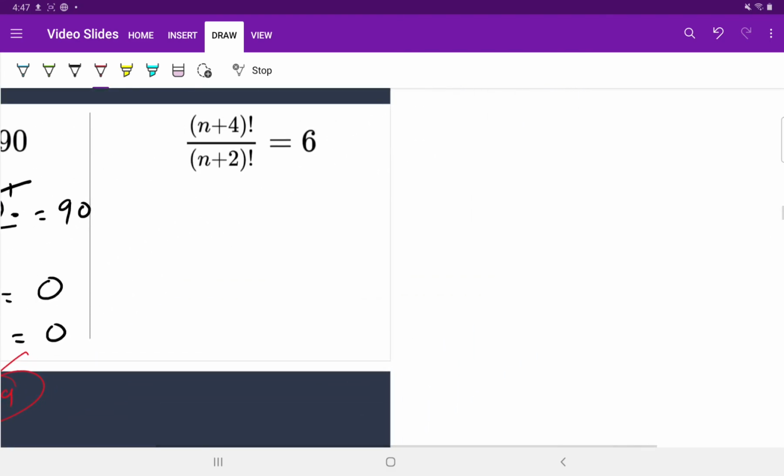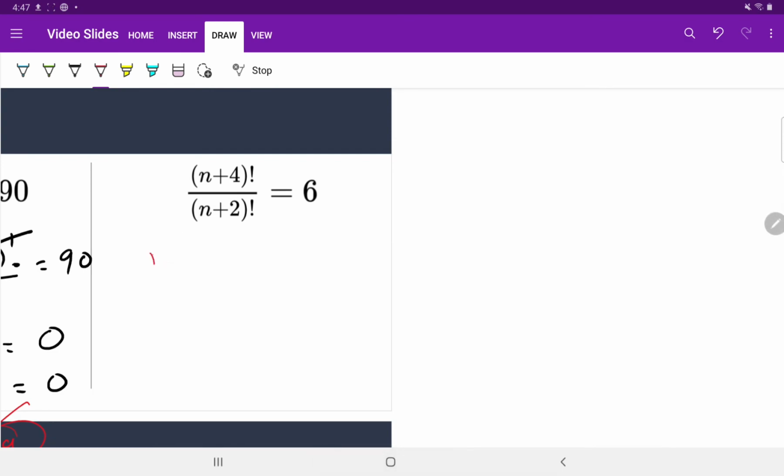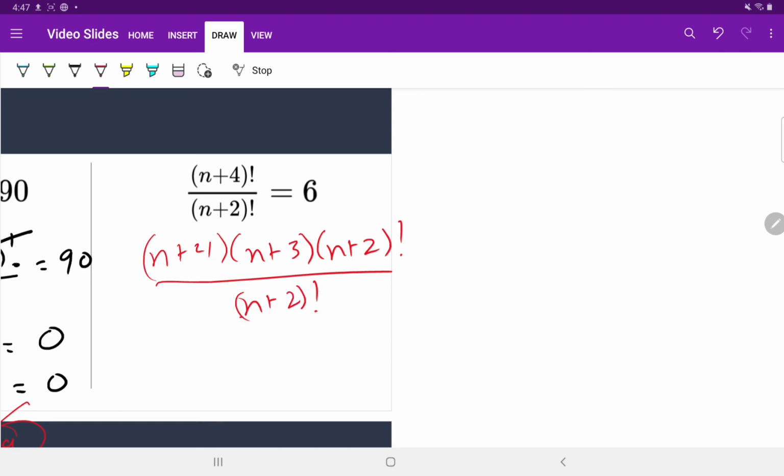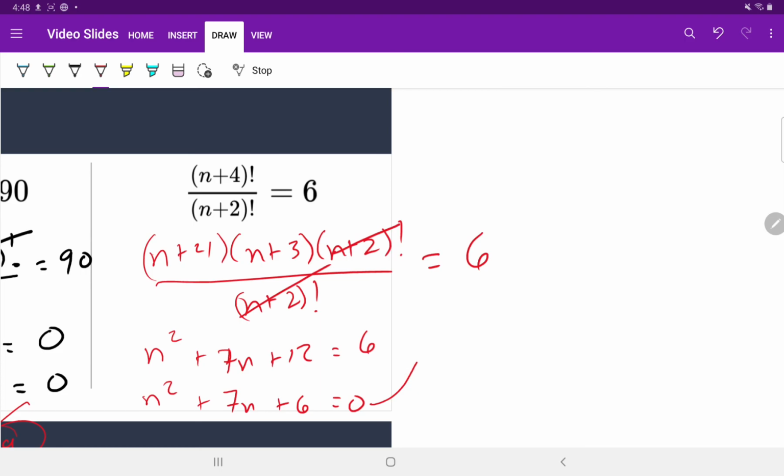And same thing with this question here. So I'm going to expand this n plus 4 down. So it's going to become n plus 4 times n plus 3 times n plus 2 factorial over n plus 2 factorial. These cancel. Everything still equals 6 over here. I'm going to multiply in here. So this is going to be n squared plus, what is that going to be? 7n plus 12 is equal to 6. I'm going to minus 6 from both sides, so I can set it equal to 0. So n squared plus 7n plus 6 is equal to 0.